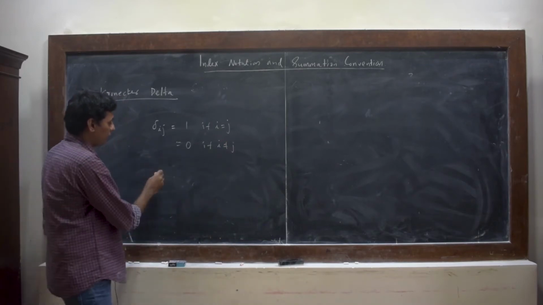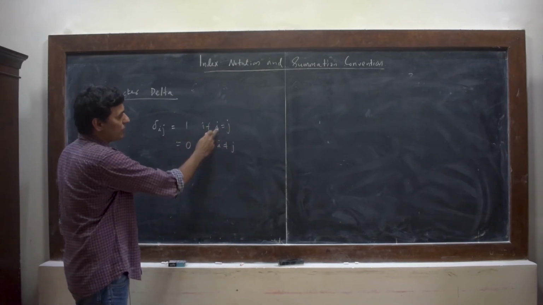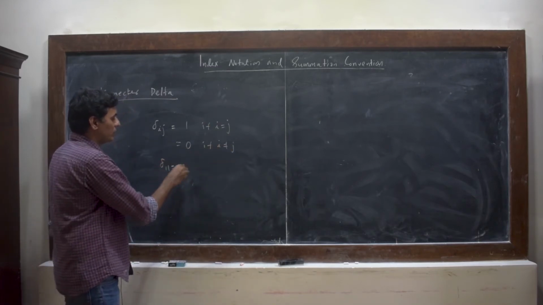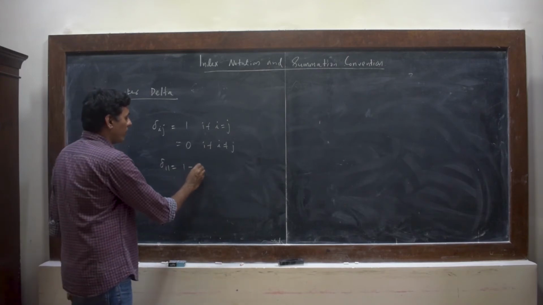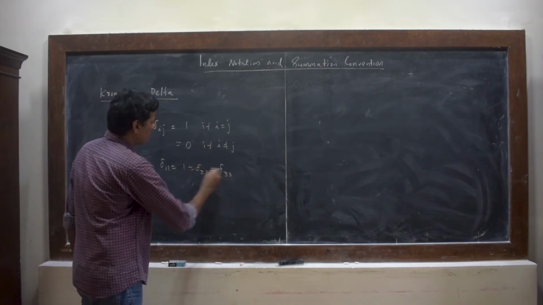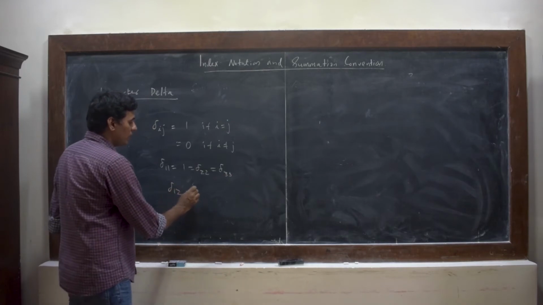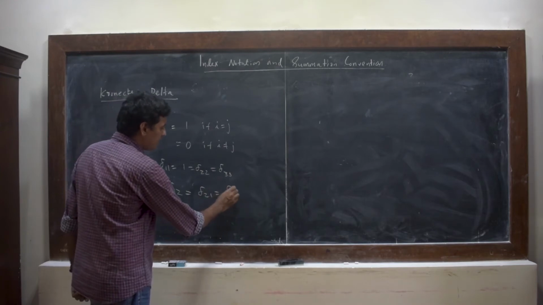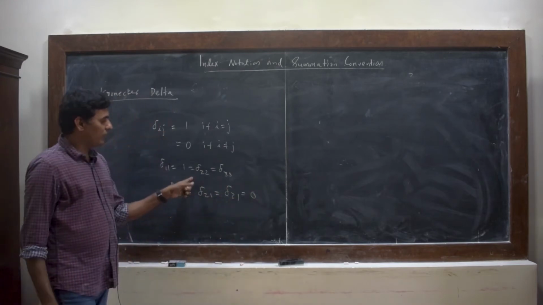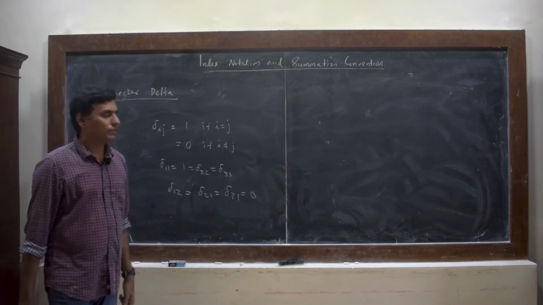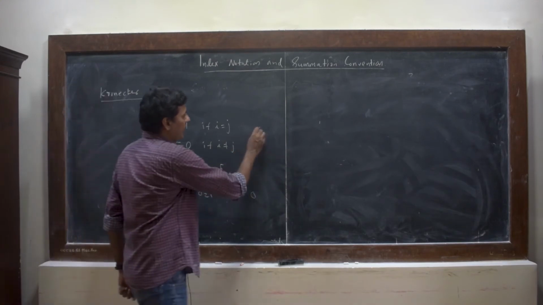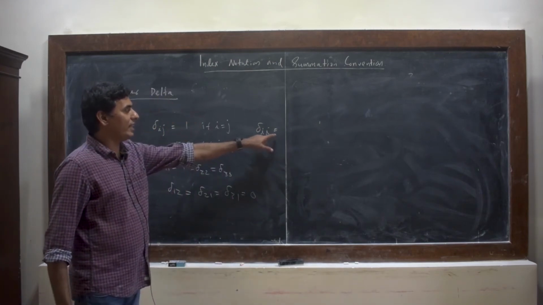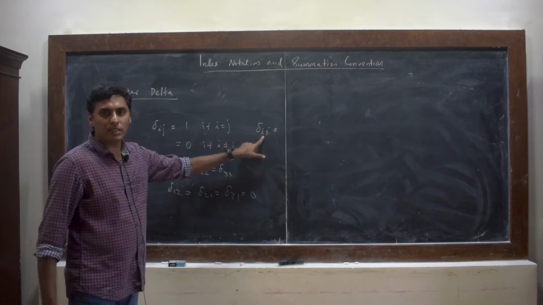If you are working in 3 dimensions, i and j run from 1 to 3. So delta 11 is equal to 1, which is equal to delta 22 and delta 33, whereas delta 12, delta 21 and delta 31 are all equal to 0, because if i equals j you get 1, else you get 0. But what is delta ii? You may immediately say that delta ii is 1, but see that you have the Einstein summation convention here.